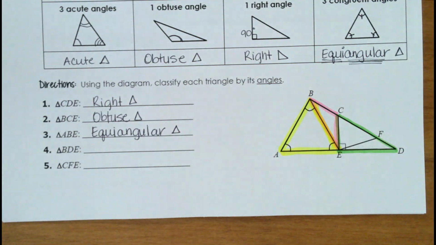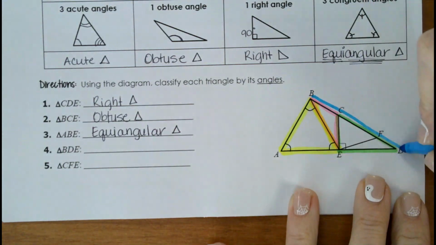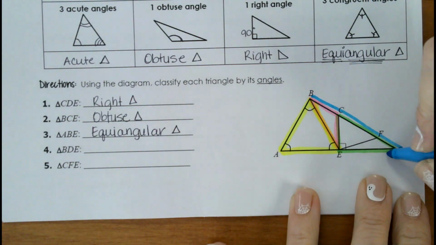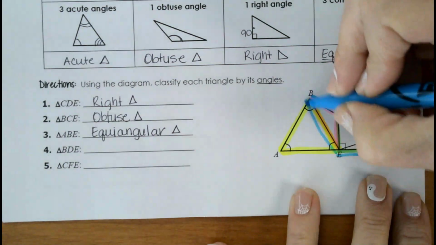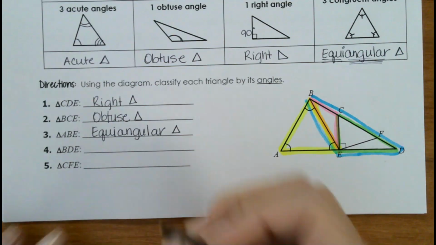Okay, then we have another one. B to D to E. Now let me get this highlighter. I'm going to do this one. I'm going from B to D, D to E, and back again. What kind of triangle is that? Yes, it is obtuse.